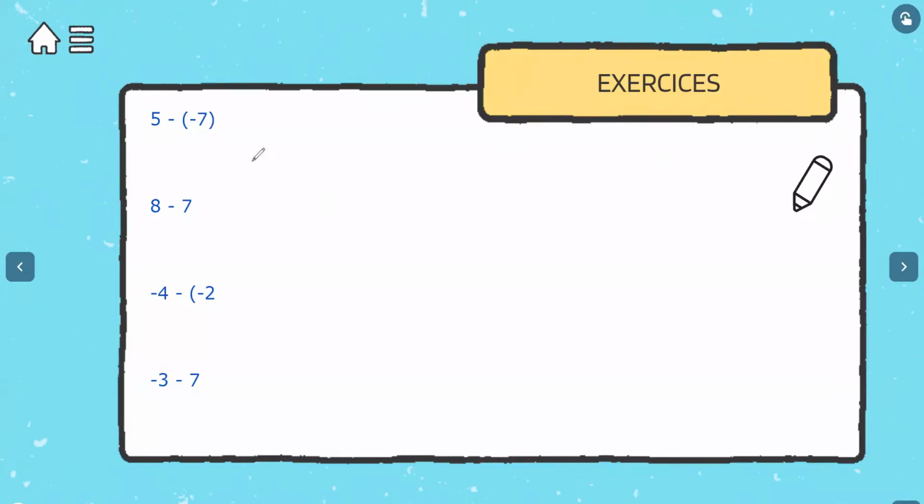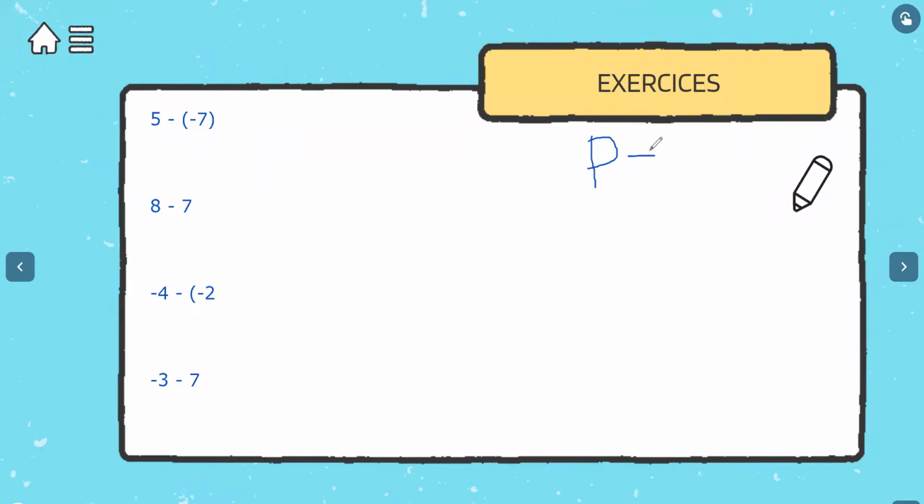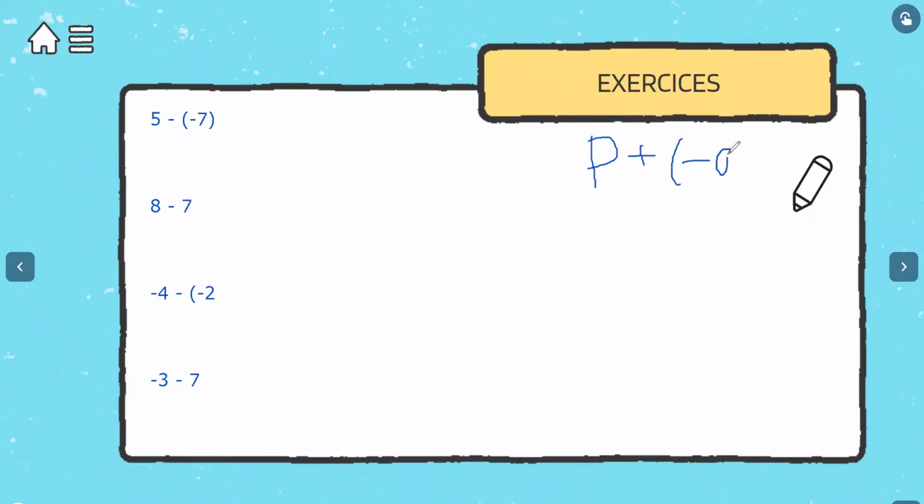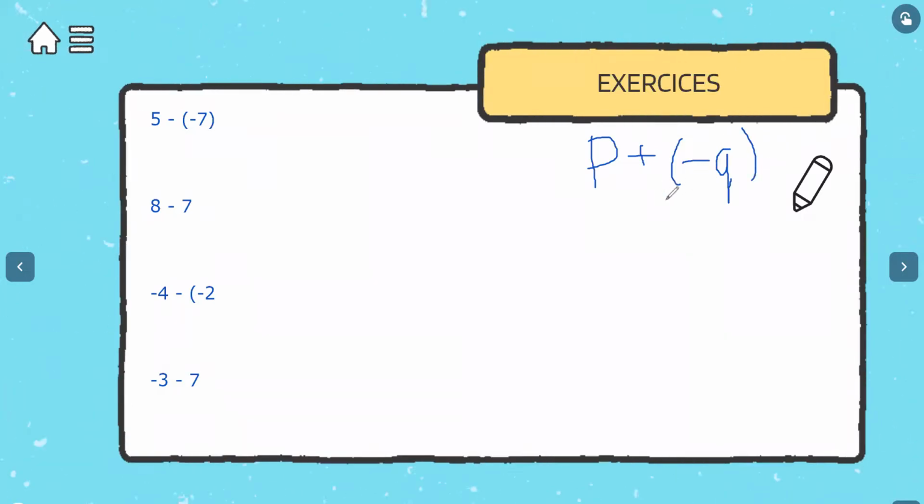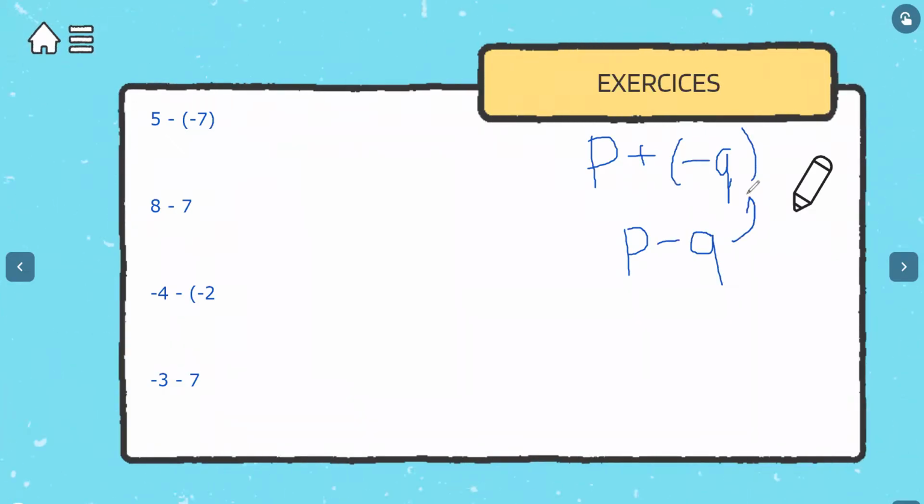Okay, let's see some examples here. We're going to use this first example. Remember, we need to follow the rule. The rule says P plus the opposite of Q. This is what we're going to use when we have a subtraction of integers, P minus Q, right? It's equal to this one.